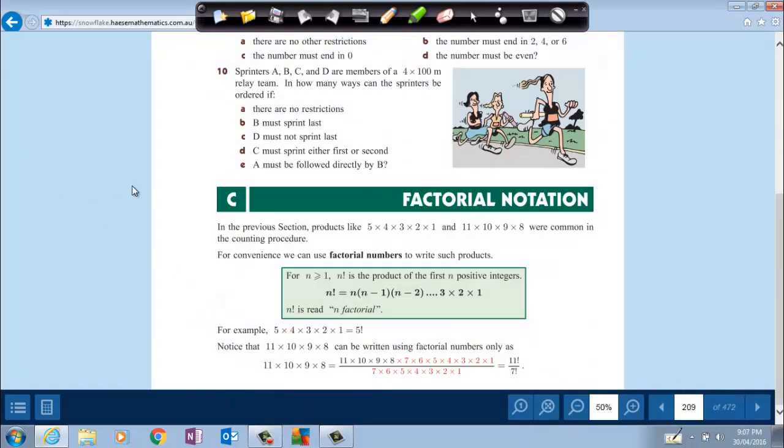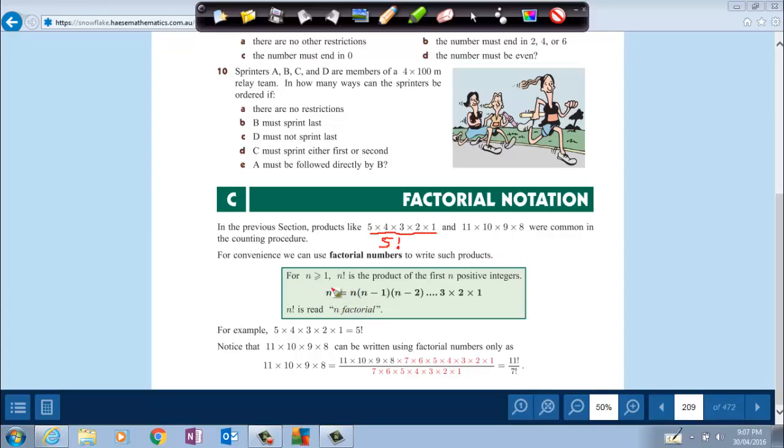Now there's a quicker way of writing the multiplication of these numbers, because it's always usually decreasing by 1. For example, 5 times 4 times 3 times 2 times 1. What we write instead of that is 5 factorial, 5 with an exclamation mark. That means 5 times by the consecutive numbers going down by 1 each time.